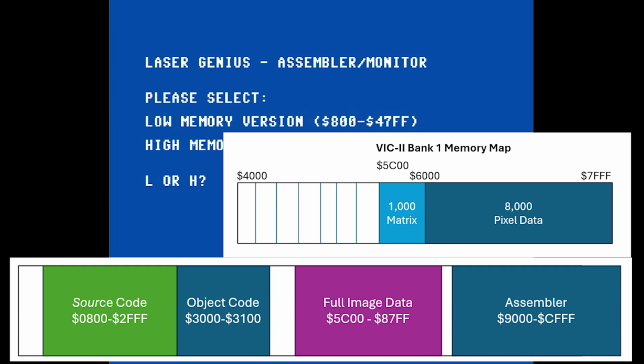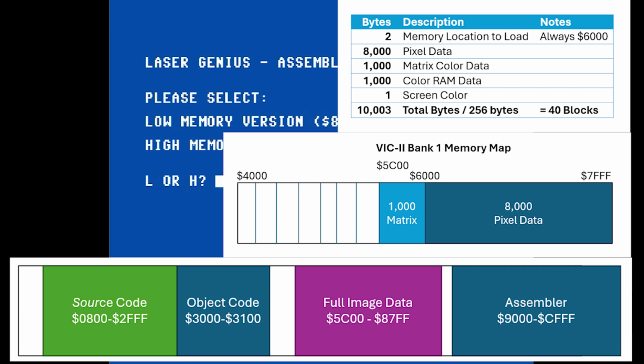Now you'll notice that I included more memory than that. That's because when we load the file to memory, it's going to load into the pixel data memory, plus it's going to spill over with its matrix memory and color memory. So we need to have a little extra wiggle room for that.